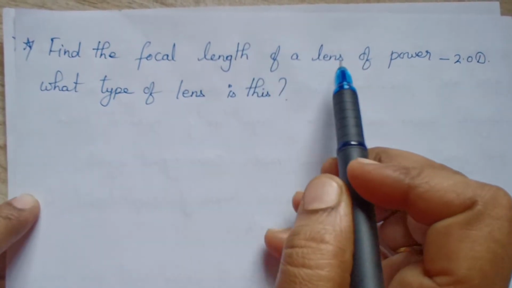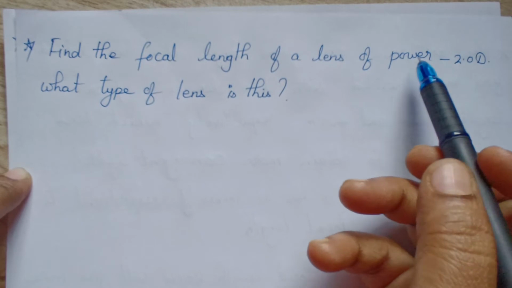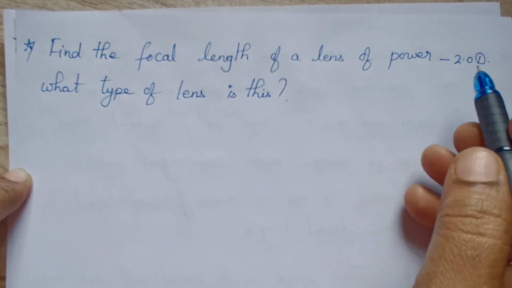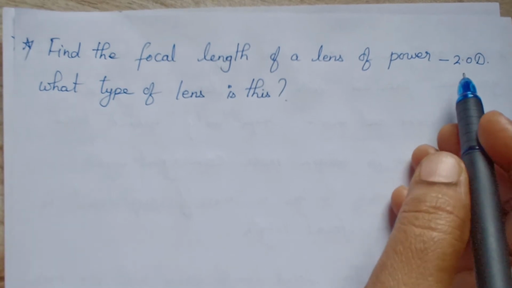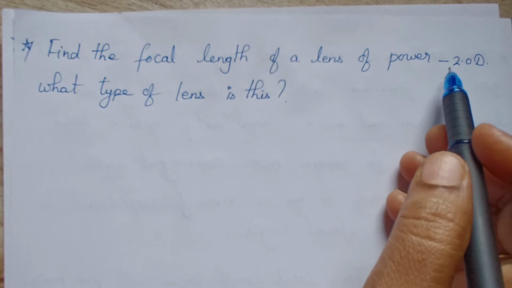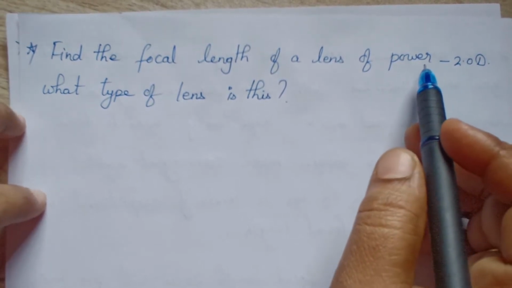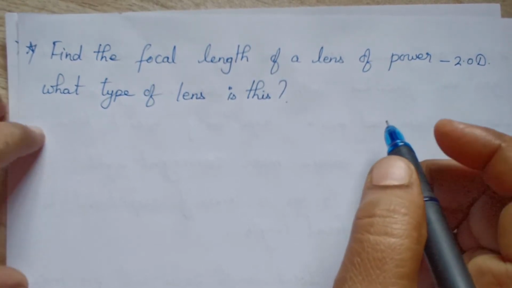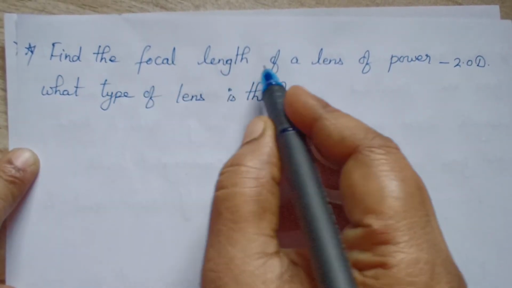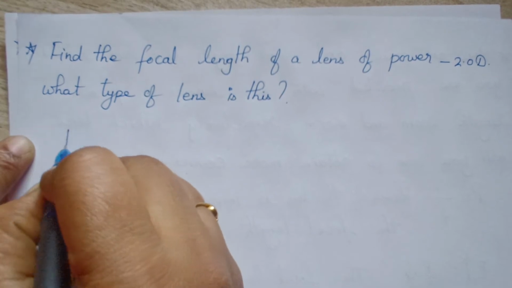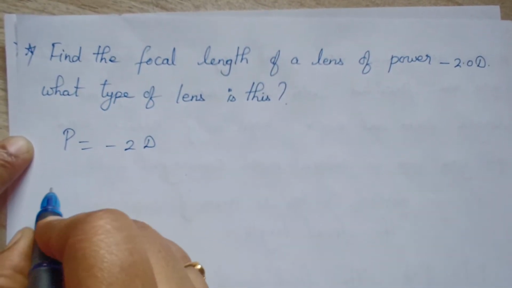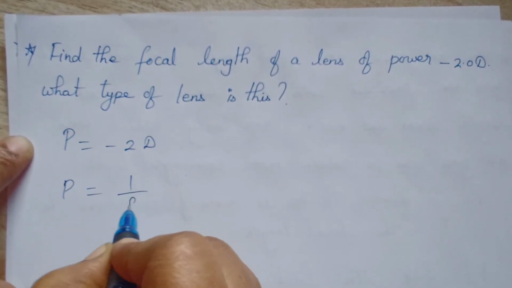Find the focal length of a lens of power minus 2 D. What type of lens is this? We can easily say if the power is negative, then it is a concave lens, right? Because only in a concave lens will the focal length be negative, right? So we need to find the focal length, right? What is given? Power equals minus 2 D has been given. So we know that P equals 1 by f.